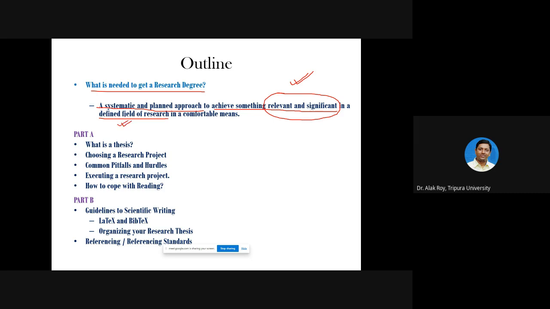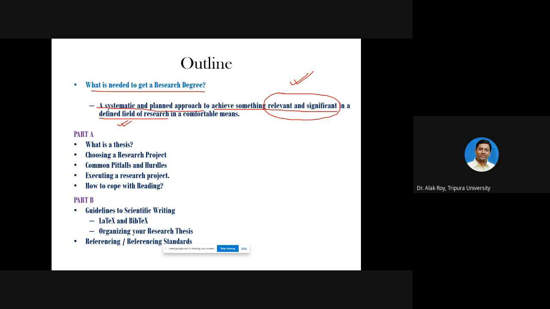Okay, so like in IT department, you should not choose a topic of like chemical reactions, chemical formula. So what is the defined field of research in IT? That should be the selected topic.